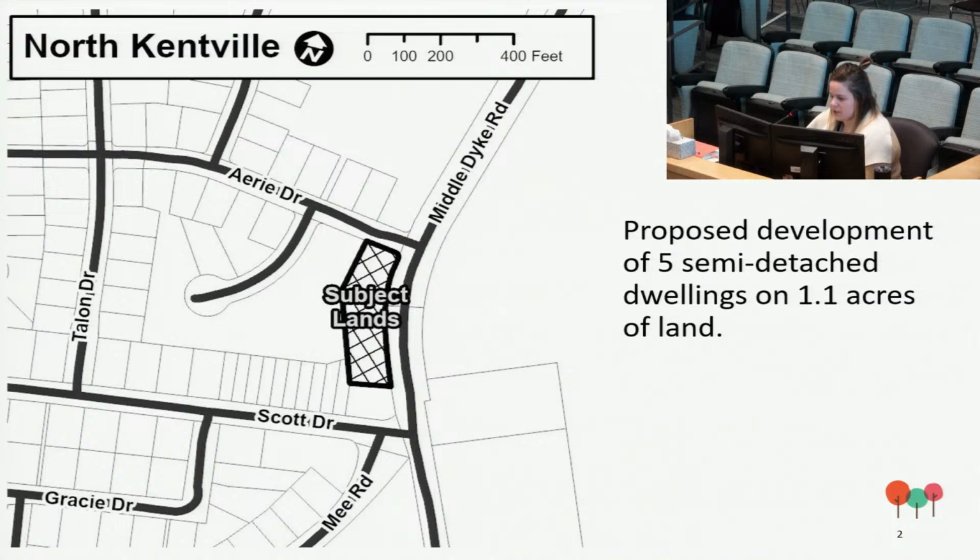The application is to rezone 1.1 acres of the remainder lot parcel F, which fronts Middle Dyke Road, to permit the development of 5 semi-detached dwellings with a total of 10 residential units. This piece of land is owned by Bryson Developments, who has been slowly subdividing the land in the larger Eagles Landing subdivision. This application proposes to rezone the portion of the remainder parcel that faces Middle Dyke Road to allow for semi-detached dwellings to be constructed with driveway access from Middle Dyke Road.